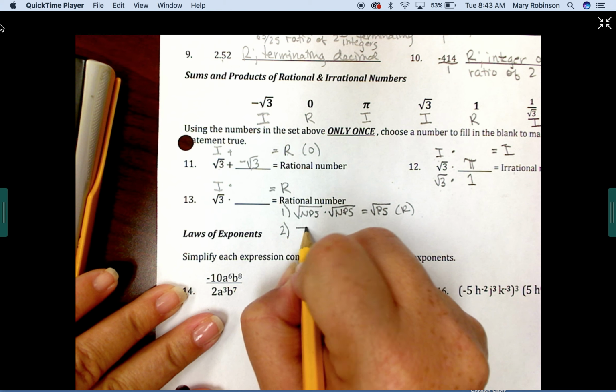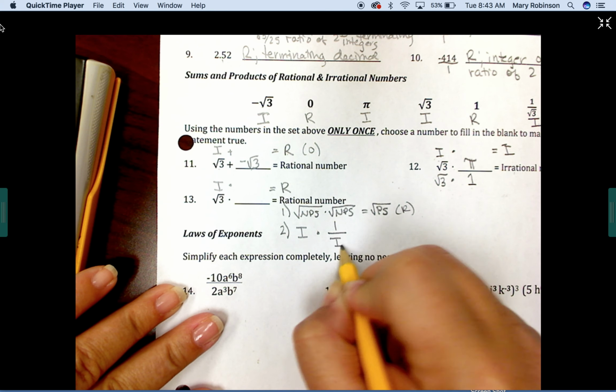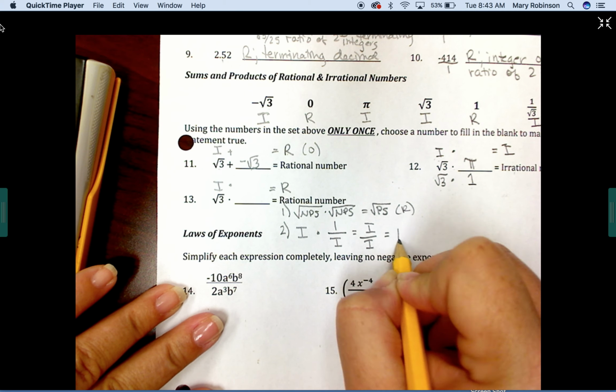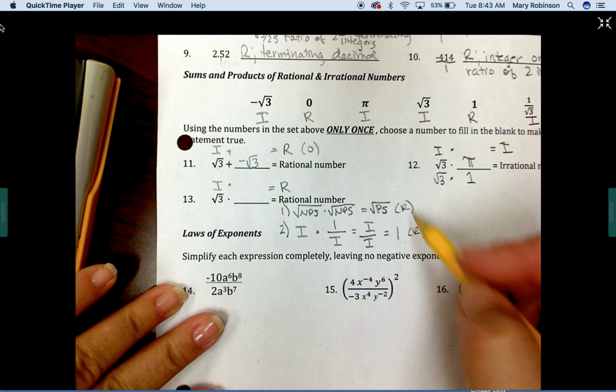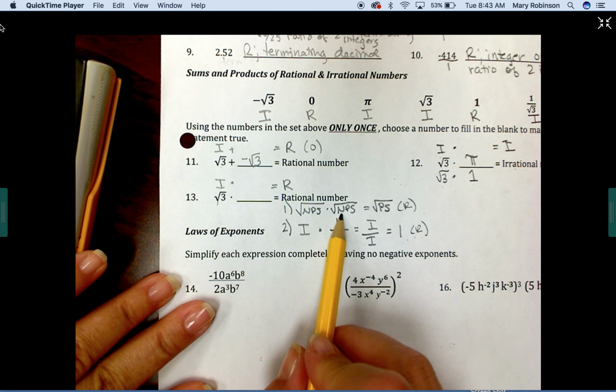The other case is if you take the irrational number and multiply by its reciprocal. Then you end up with the irrational number over itself, which equals 1, which is rational. So these are the two cases. So we should multiply either by another non-perfect square or its reciprocal.